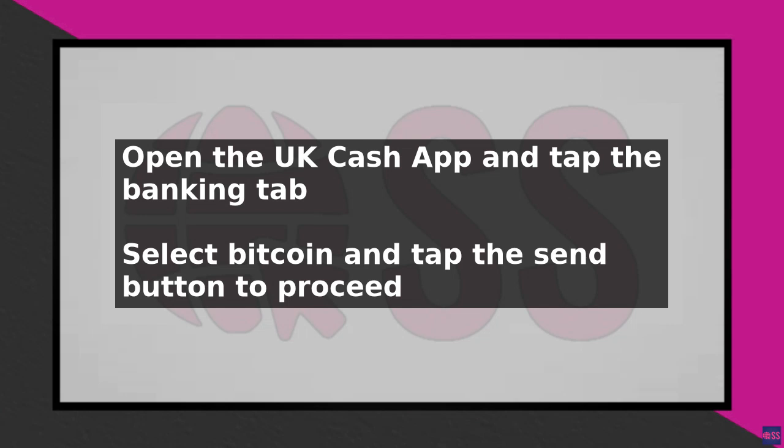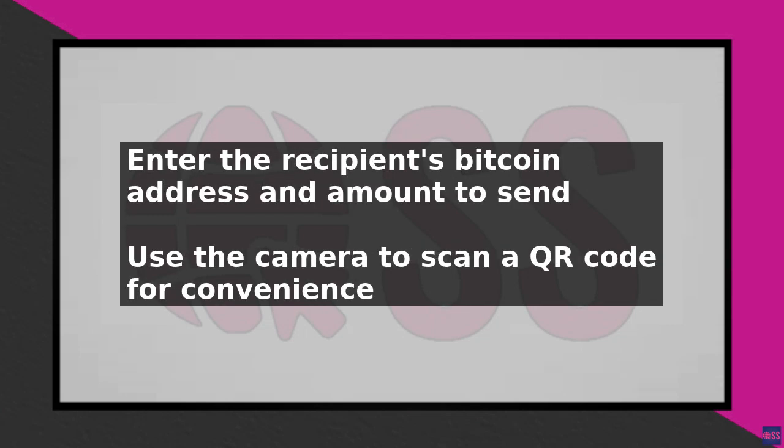You will be prompted to enter the recipient's Bitcoin address, which can be found in their Cash app or any other Bitcoin wallet they use. Next, enter the amount of Bitcoin you want to send, either by typing it in manually or using the camera to scan a QR code. Make sure to double-check the recipient's address and the amount you are sending to avoid any errors.